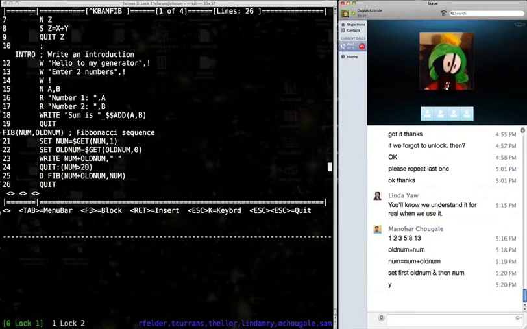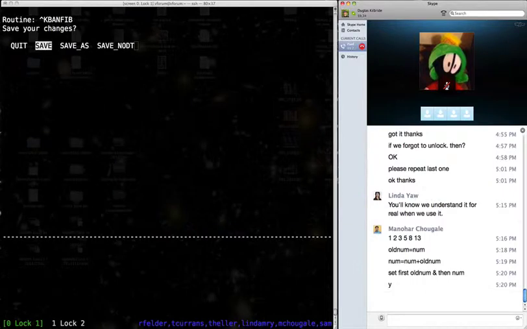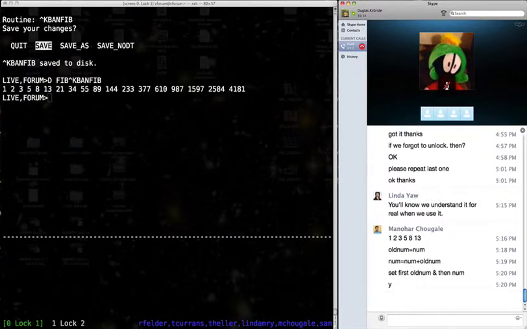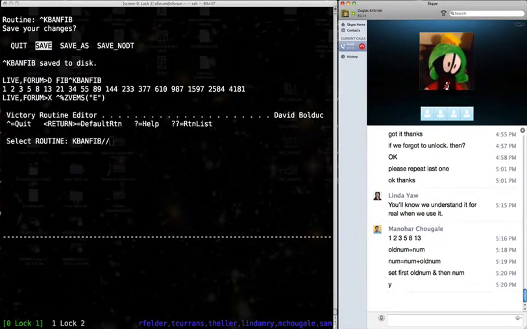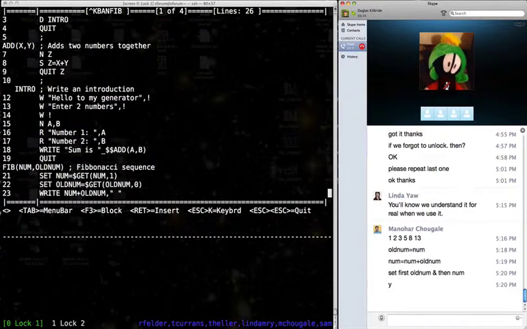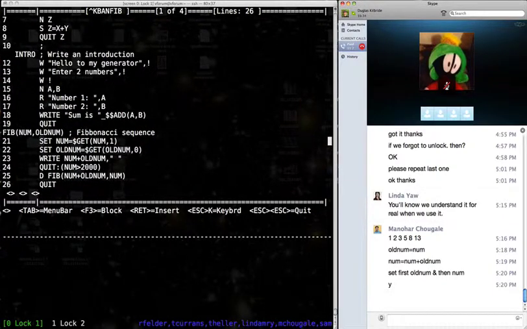Okay, we want to tell it to quit when numbers are above 2000. So we get some. All right. Let's see. I'm comparing it against Manohar's number. 1, 2, 3, 5, 8, 13. All right. So we wrote a little Fibonacci sequence.